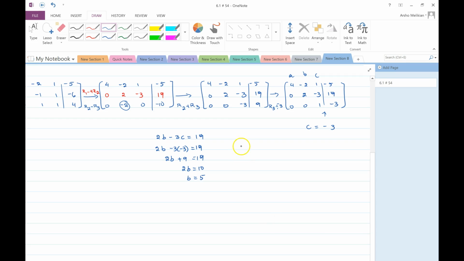And then it turns out 4A minus 2B plus C is negative 5. 4A minus 10 minus 3 equals negative 5. 4A equals 8. A equals 2. Did I do that right?